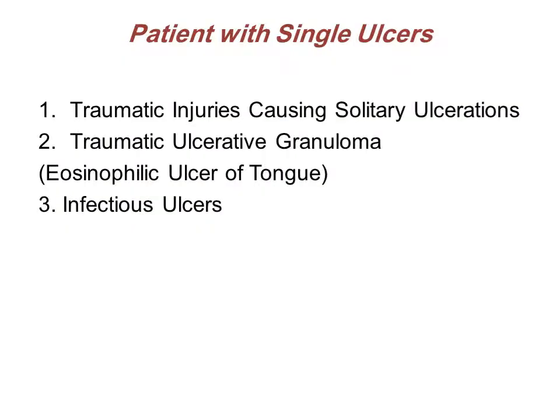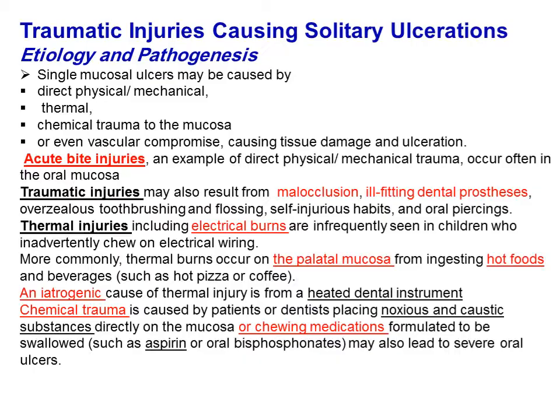Okay? Now we will talk about the last classification of vesicular bullous lesions, which is patients with a single ulcer. We have first traumatic injury causing solitary ulceration, traumatic ulcerative granuloma, which is also called eosinophilic ulcer of the tongue, and infectious ulcer. We will start with the traumatic injury causing solitary ulceration.